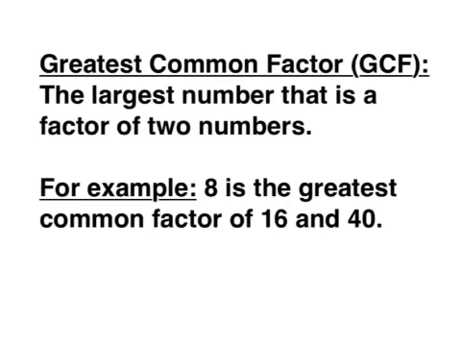Obviously, we also need to know what the greatest common factor is before we can find it. So the greatest common factor is typically referred to as the GCF, and that is the largest number that is a factor of two numbers. So an example I give here is that 8 is the greatest common factor of 16 and 40. 8 is a factor of 16 because 8 times 2 is 16. 8 is also a factor of 40 because 8 times 5 is 40. So in other words, 8 goes into 16, 8 goes into 40, and there's no bigger number that goes into 16 and 40, which means 8 is the greatest, the biggest common factor of 16 and 40.